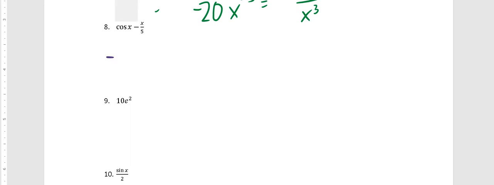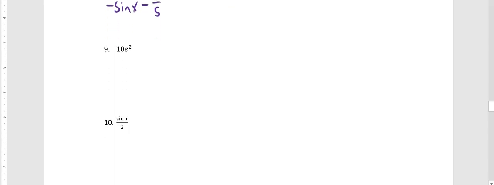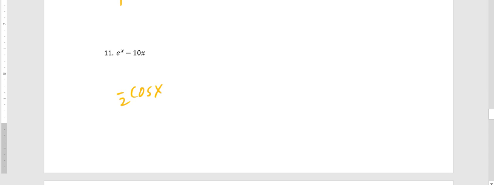Derivative of cosine is negative sine. And the derivative of negative 1/5 x is going to be negative 1/5. Here's a tricky one. Derivative of 10e squared. That's a constant. This is all times x to 0. The derivative of a constant is 0. Derivative of 1/2 sine will be 1/2 cosine. Derivative of e to the x minus 10x will be derivative of e to the x is e to the x. Derivative of negative 10x is negative 10.